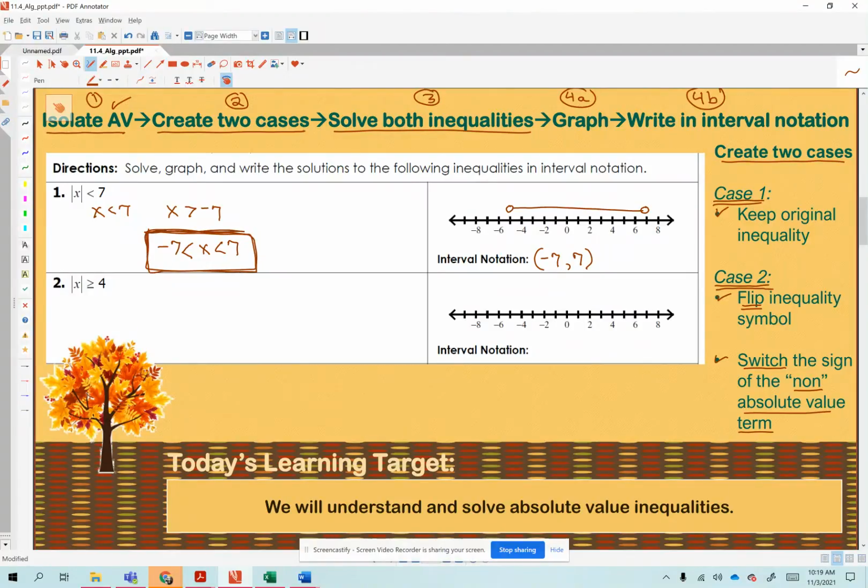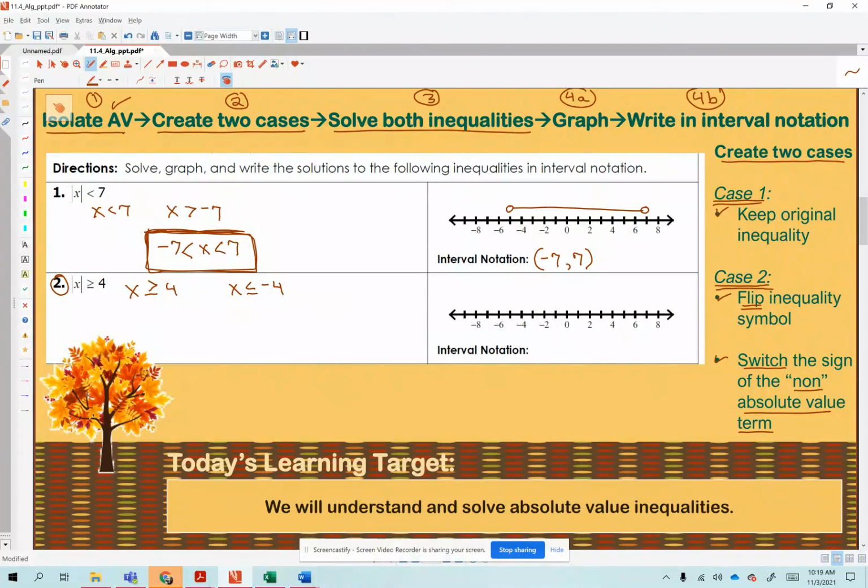So for number 2, I'd like you to try that on your own and then come back to the video. Okay, I hope you tried it on your own. We will rewrite these. x is greater than or equal to 4. And then case 2, x is less than or equal to -4. So these are already solved.